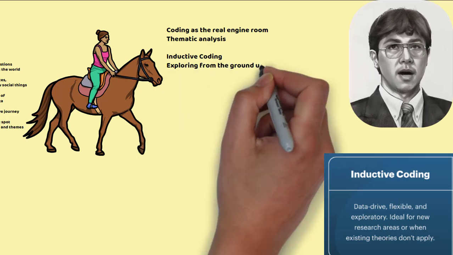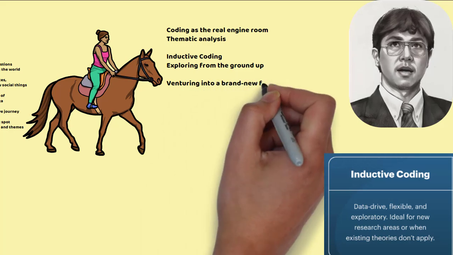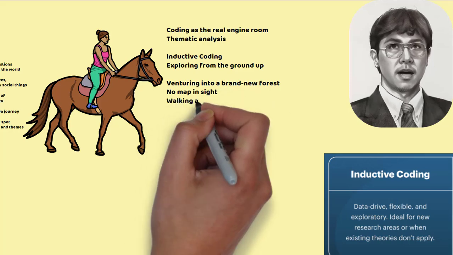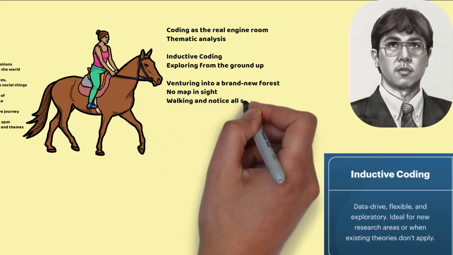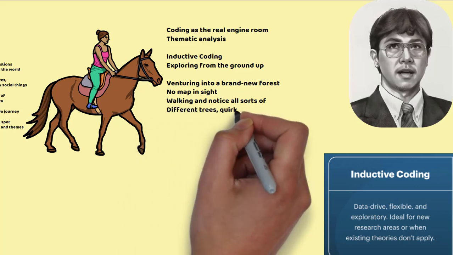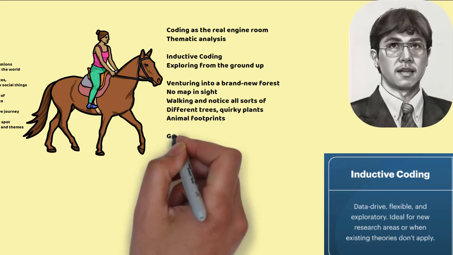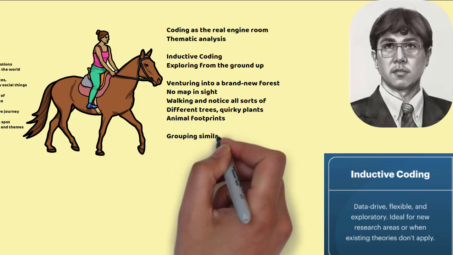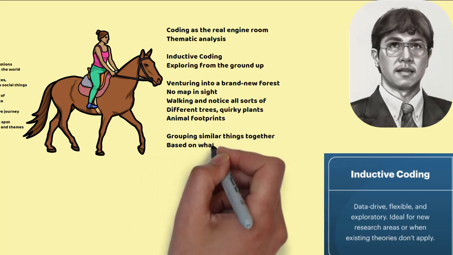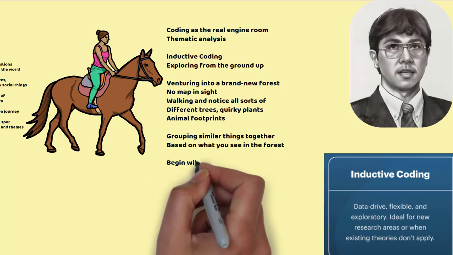Imagine you're venturing into a brand new forest. No map in sight. So, you start walking and notice all sorts of different trees, quirky plants, and maybe even some animal footprints. You naturally start grouping similar things together based on what you actually see in the forest. That's the essence of inductive coding. You begin with your raw data, no preset list of labels, and you let the codes, those little tags for bits of your data, bubble up directly from the text itself. It's all about letting the data tell its own story and uncovering those unexpected aha moments.